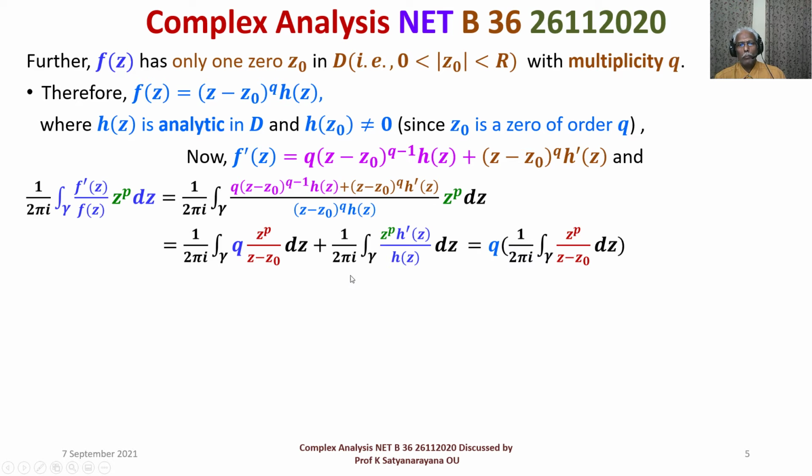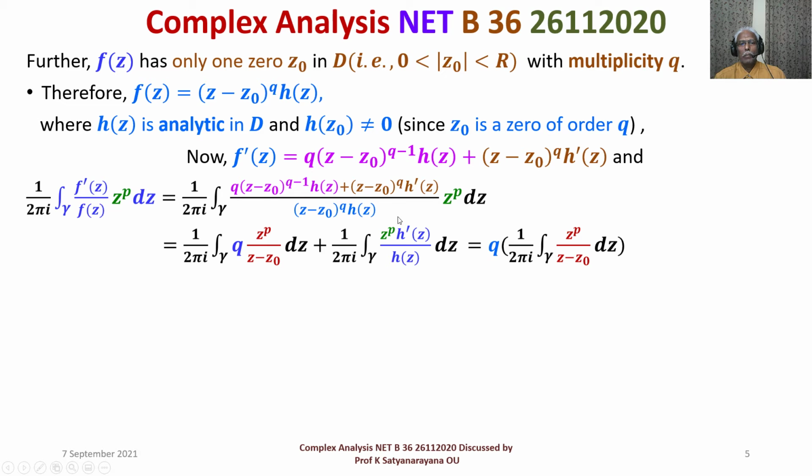So plus 1 by 2 pi i integral taken round gamma. Now in this, z minus z naught to the power of q, z minus z naught to the power of q will cancel, and you are left with z to the power of p into h prime z by h(z). So that is what you get. Now this integral becomes 0.